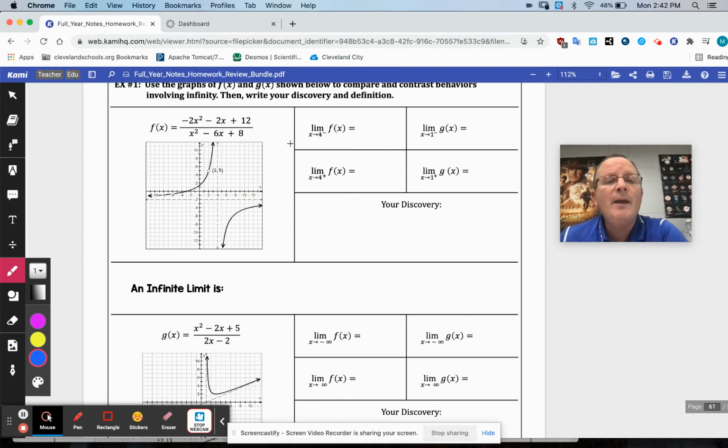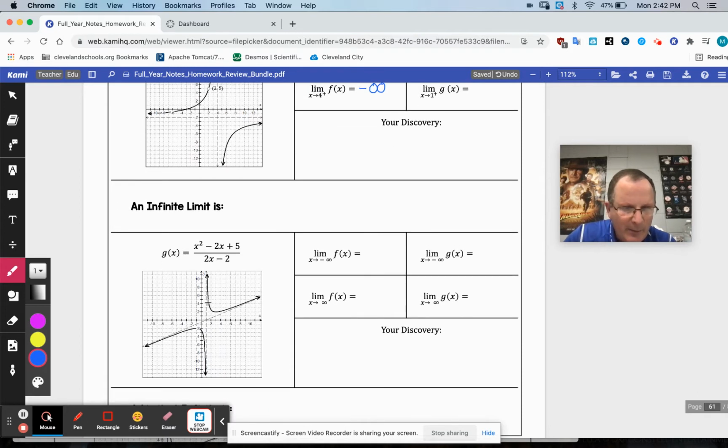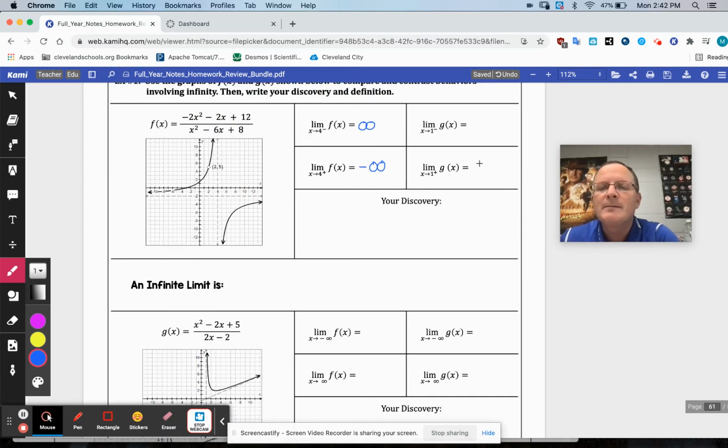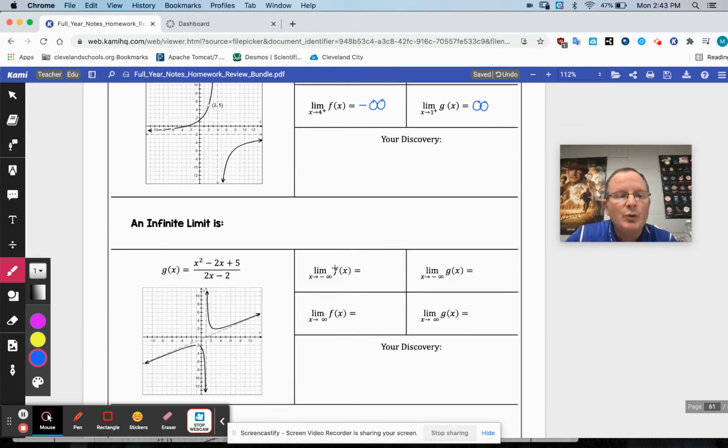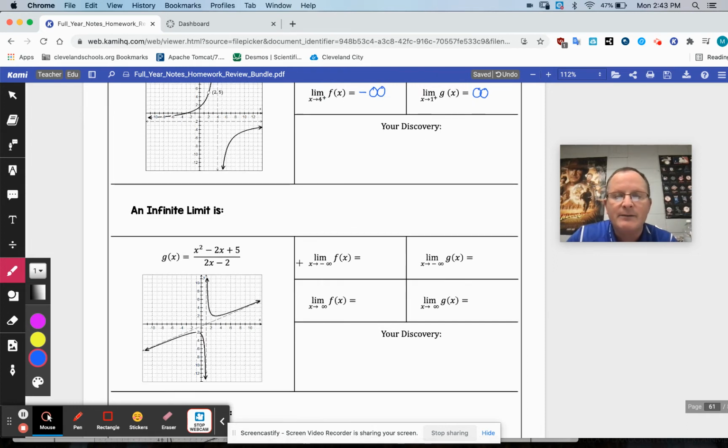All right. So this is f of x, and we have a function here. If you are approaching 4 from the left, that appears to be heading upward forever and ever. My infinity symbol is terrible. And as you're approaching 4 from the right, we're heading to negative infinity. Likewise down here on g, 1 from the right is positive infinity, and from the left is negative infinity.